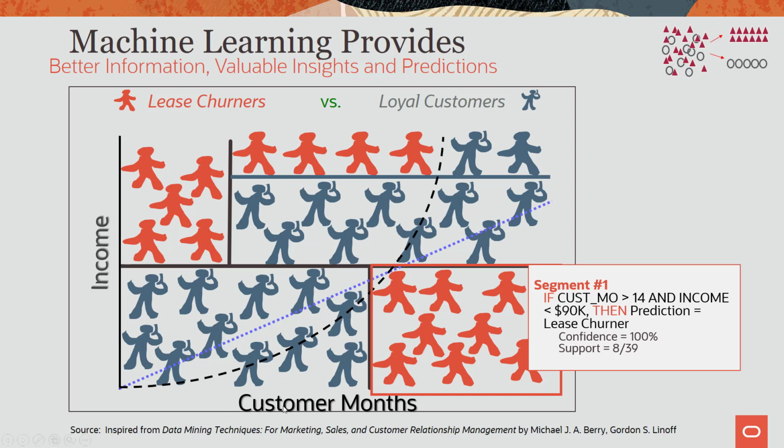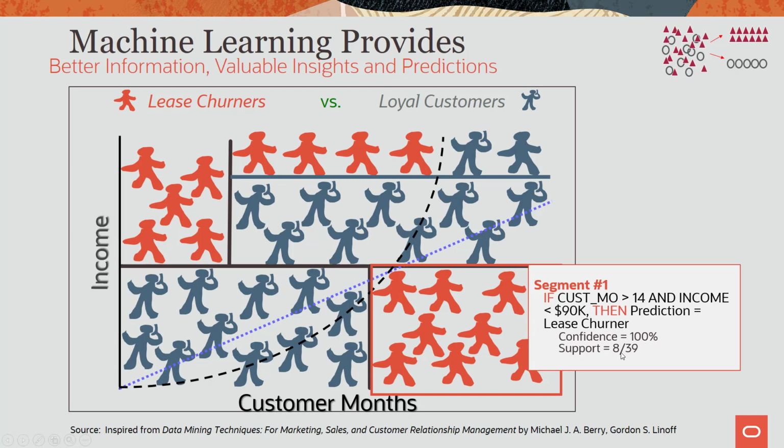So it'll say if customer months comes up to some certain number, like it's greater than 14, and income's less than a certain number, like say $90,000, then I have found as an algorithm that 8 out of 8 of these people, in fact, all churn. So I have a very strong signal going on here. And the support is 100% confident if I find somebody else that looks like this, of that behavior.